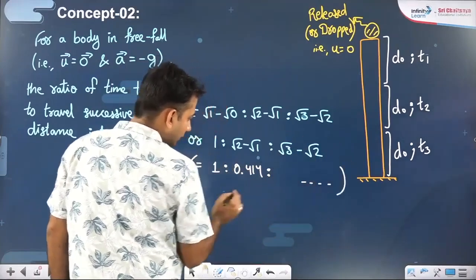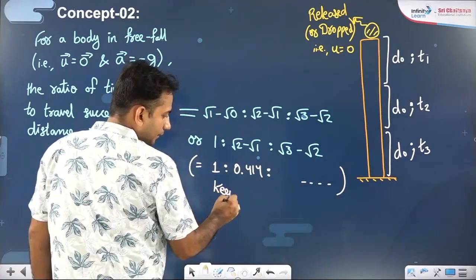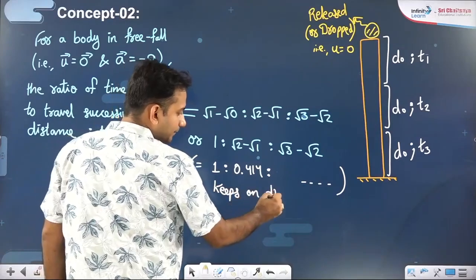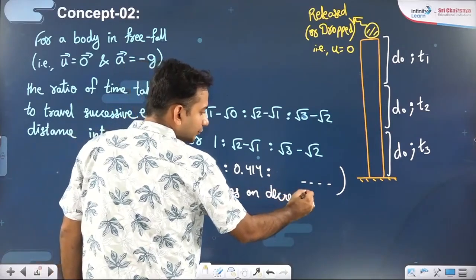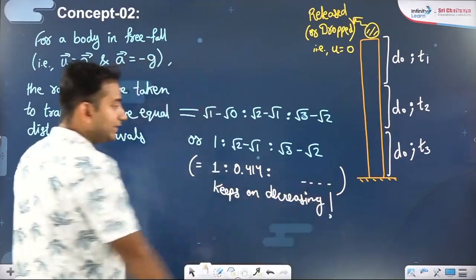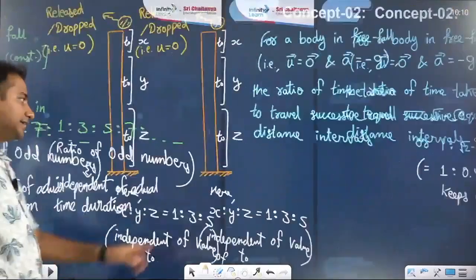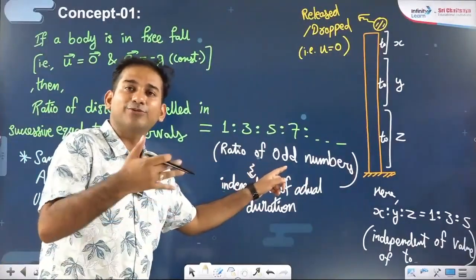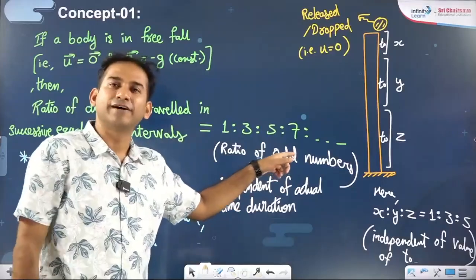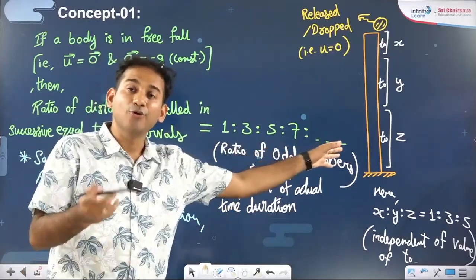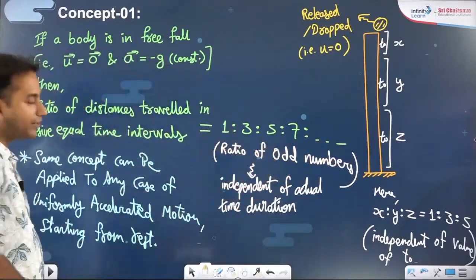So this is the ratio that keeps on decreasing. I hope now the logic is clear to you. Earlier, the distance traveled in equal time intervals, because the body is getting faster, naturally will keep on increasing. What is the ratio? That is given to you, dear.